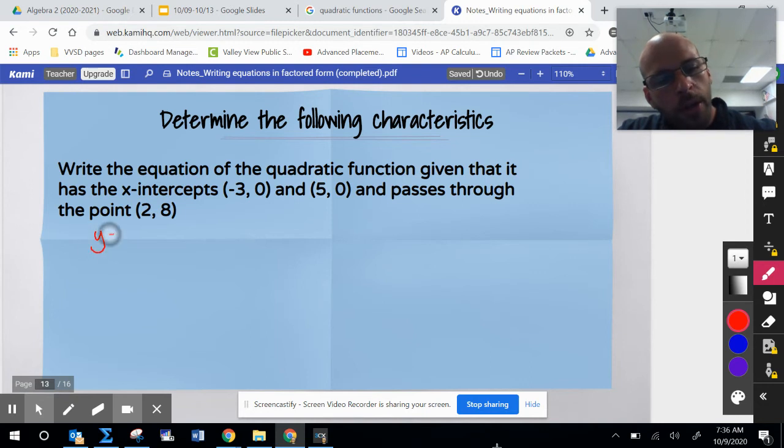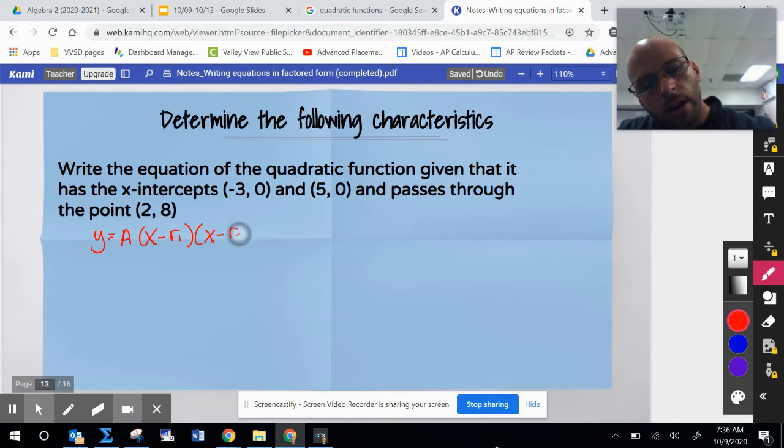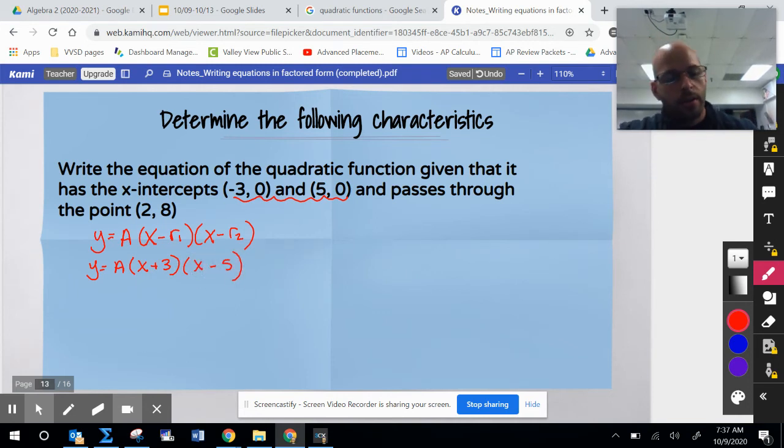So I'm going to start with my formula. Again, factored form all day. y equals a, x minus r1, x minus r2. I'm going to plug in my x-intercepts. So they give you the x-intercepts here. So y equals a, x, now it's a -3, so I'm going to say plus 3, and it's a +5, so I'm going to say minus 5. Okay. Then they give me this extra point, 2, 8. So the x is 2, the y is 8. So if the y is 8, that's where it's got to go. The x was 2.